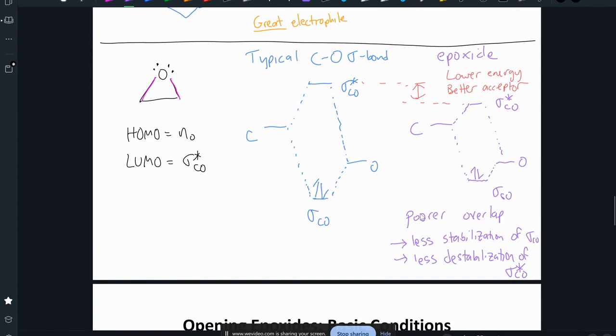All right. And because of that, my sigma star CO in an epoxide is going to be lower in energy. Lower energy LUMO means better acceptor. Because I have a better acceptor, that's going to make epoxides more reactive and more electrophilic than our typical ethers would be. All right. So that's the point.